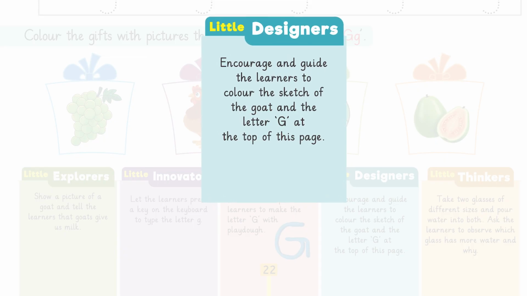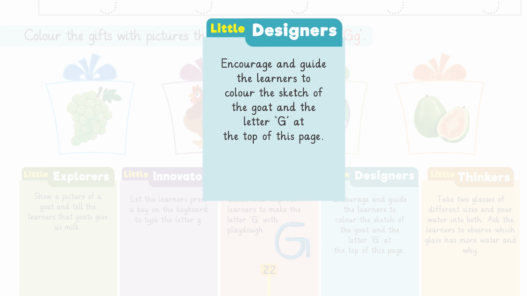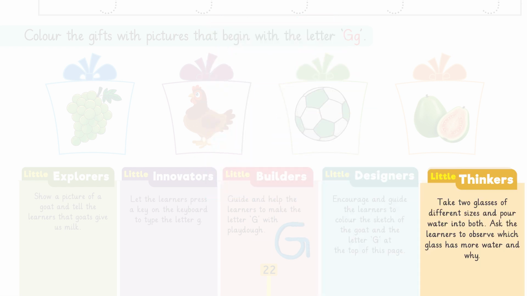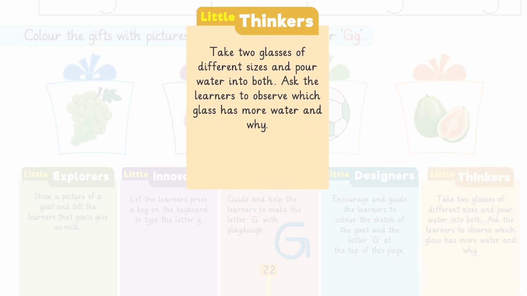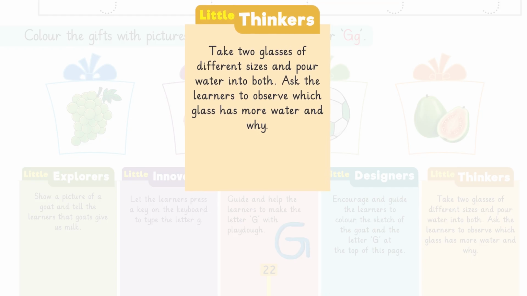Encourage and guide the learners to color the sketch of the goat and letter G on the top of this page over here. Then, little thinkers, take 2 glasses of different sizes and pour water into both.